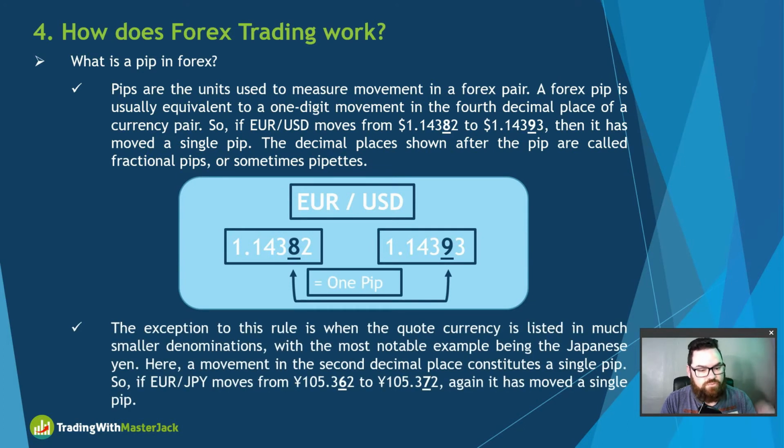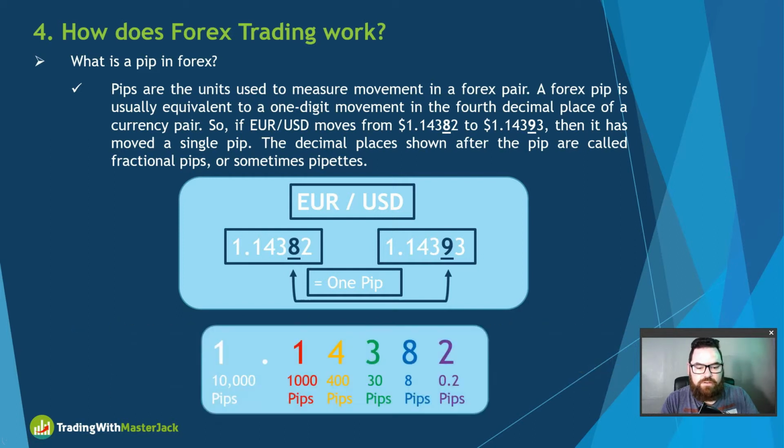The exception to this rule is when the quote currency is listed in much smaller denominations, with the most notable example being the Japanese yen. Here, a movement in the 2nd decimal place constitutes a single pip. So if the Euro Japanese moves from 105.362 to 105.372, again it has moved a single pip, from the 6th to the 7th, because it works on the 2nd decimal place. But commonly, most of the currencies work on the 4th decimal place.